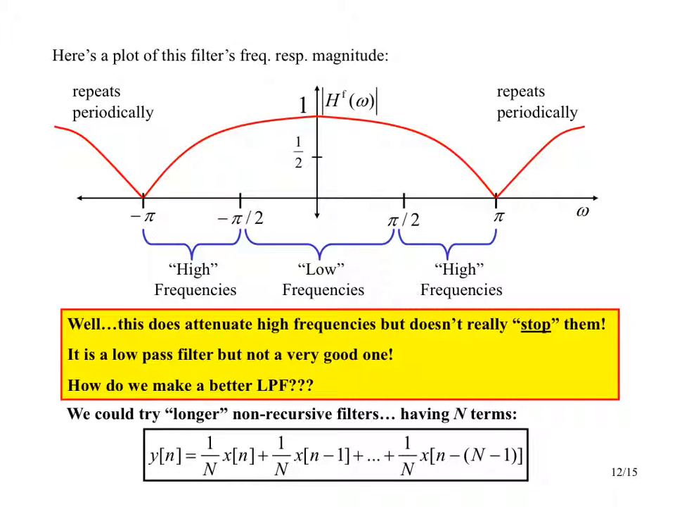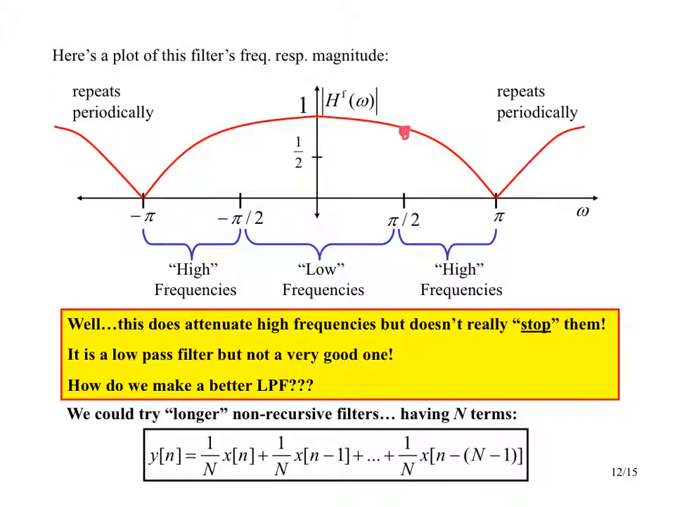And it's not a very good low-pass filter, and in fact we can find its cutoff frequency. If you remember, we defined cutoff frequency as where the magnitude squared drops to half, which means where the magnitude drops to 1 over square root of 2. So that would actually be right here. So it's a half band low-pass filter, but again, not a very good one.